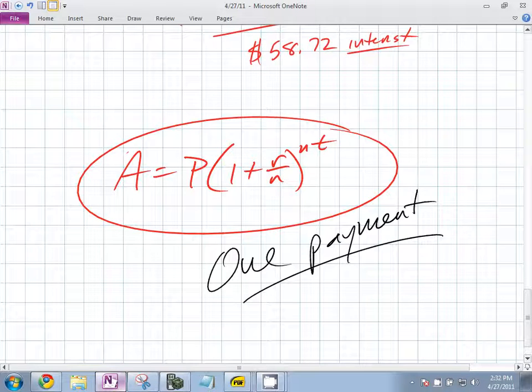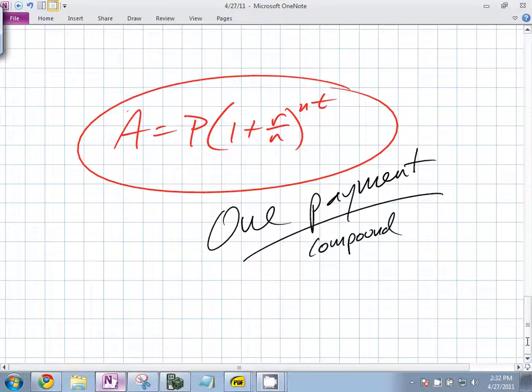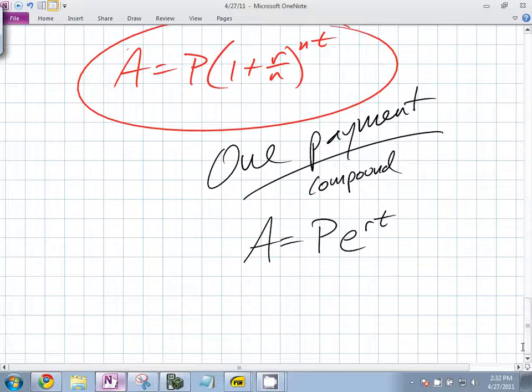Does that make sense, everybody? It's one payment, and it just sits there and it grows. And this is compound, and what's a sub-formula here? If you compound it instantaneously, A equals what? P e to the RT. This is continuous interest.